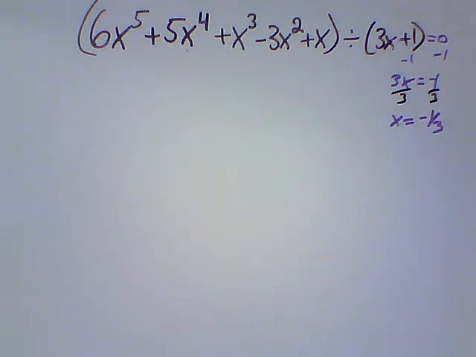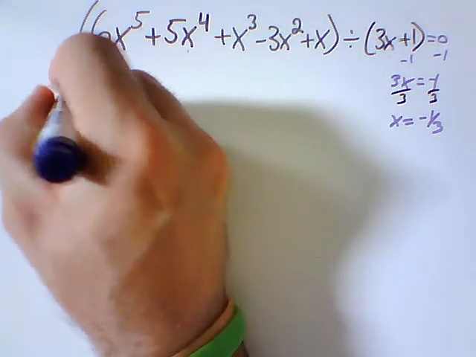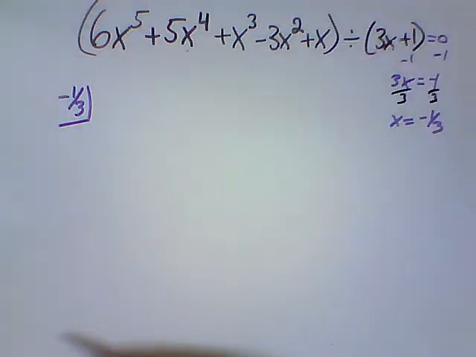Divide both sides by 3, and now I have x equals -1/3. That is going to be what I like to call the multiplier. It's going to be my number in the box. -1/3 goes in a box.